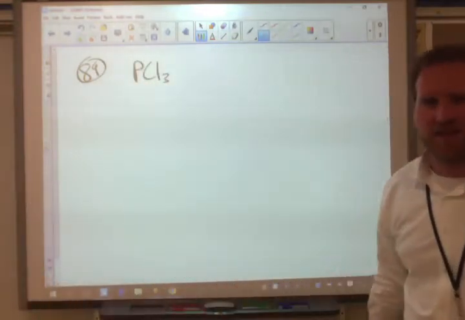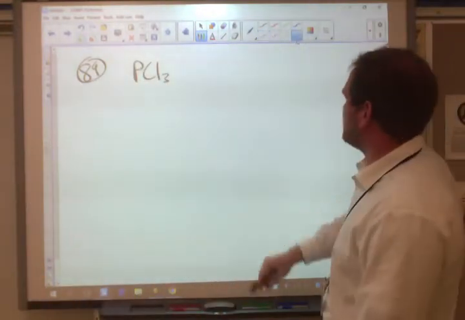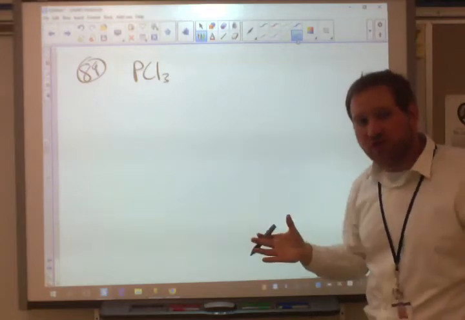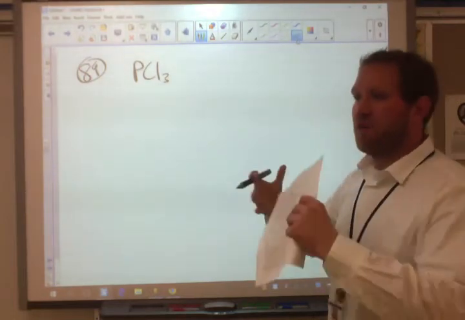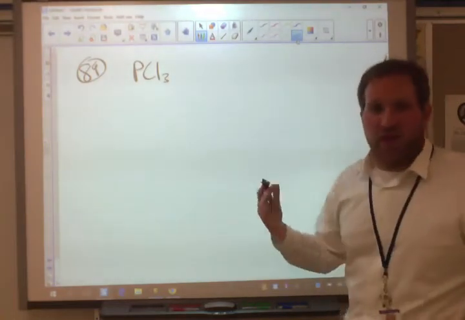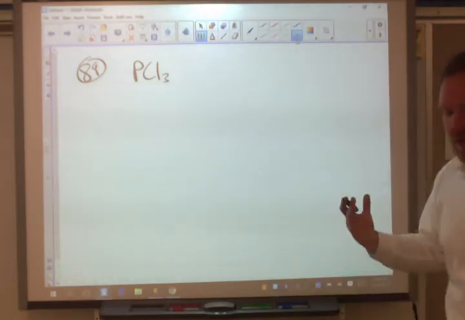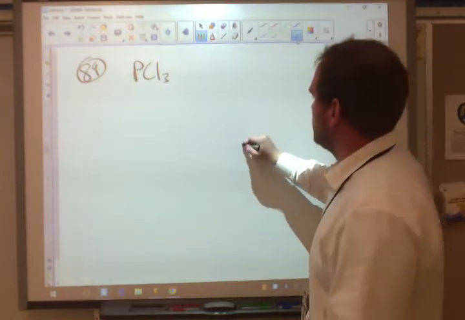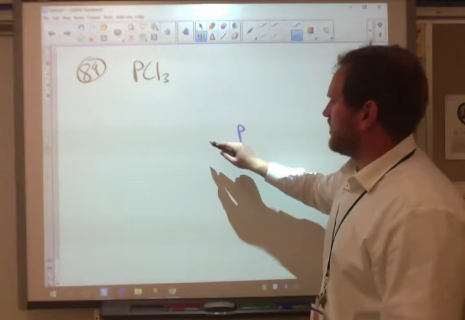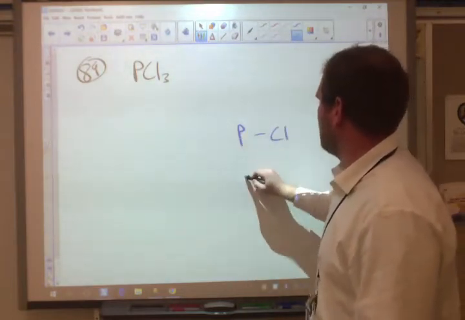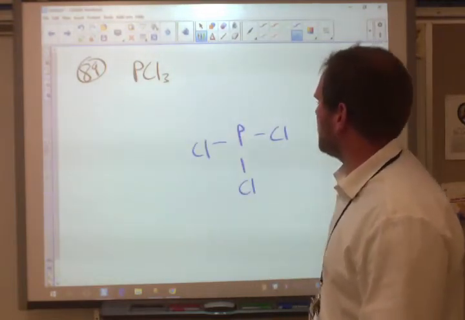PCl3. Hopefully this is one you can quickly remember from class. If not, we're going to have to draw the Lewis structure to see what kind of polarity we have. First, we can always tell it's going to have London dispersion forces because everything has London dispersion forces. Okay? The central atom is going to be my phosphorus, and we're going to have chlorine, chlorine, chlorine.